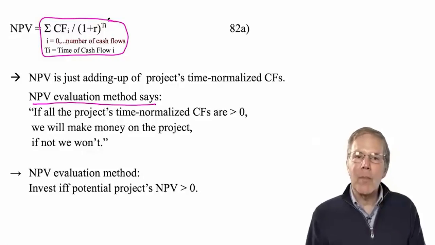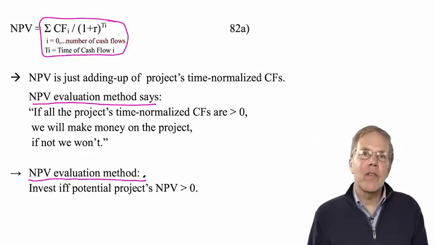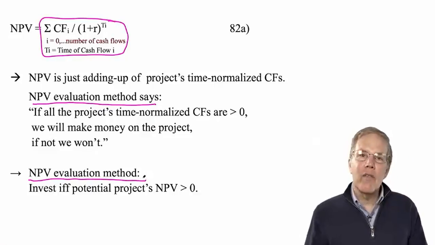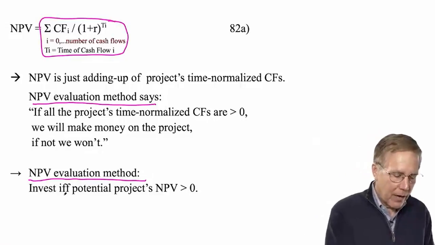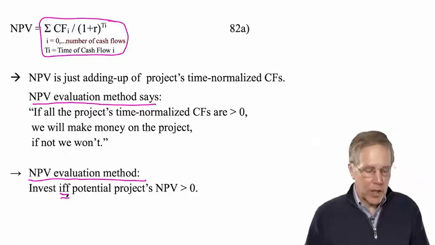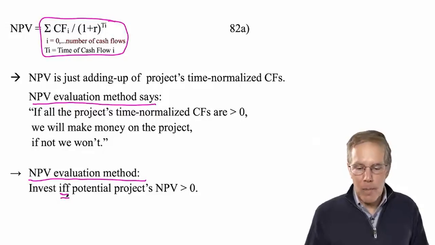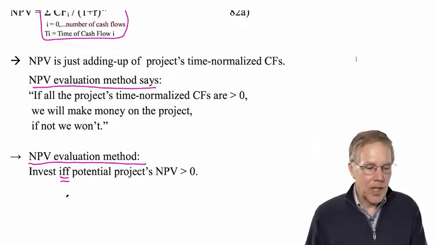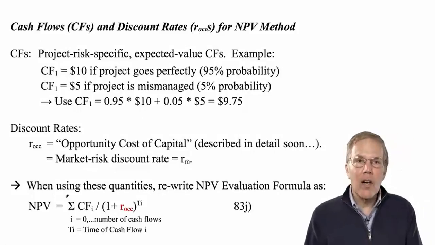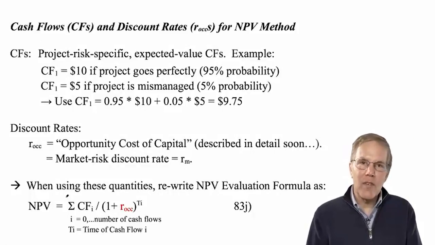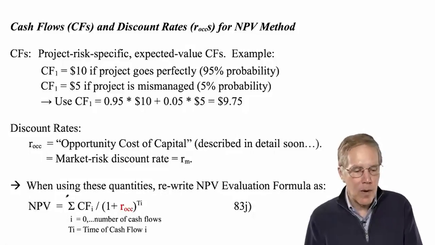So the NPV evaluation method is going to work extraordinarily simply like this. The NPV evaluation method simply says we're going to invest in a project, we're going to go forward with a project, we're going to execute a project if and only if, that's not a typo, that stands for if and only if, the potential project's net present value for us, one player at a time, is greater than 0. So that's it, pretty straightforward. Okay, so now we need to spend a little bit of time on what cash flows and discount rates we should be considering for use in the NPV method, okay?